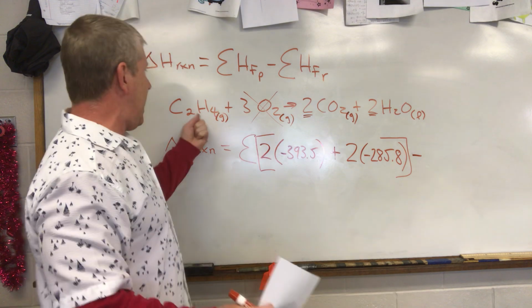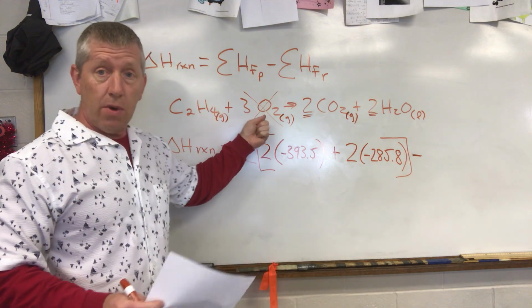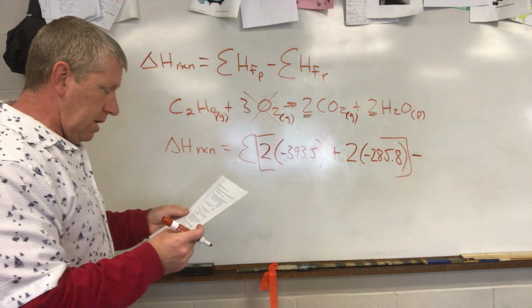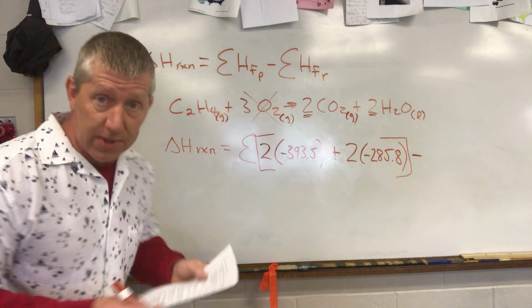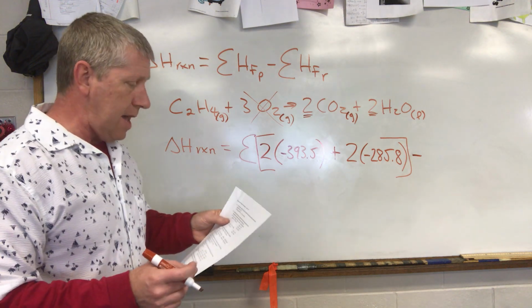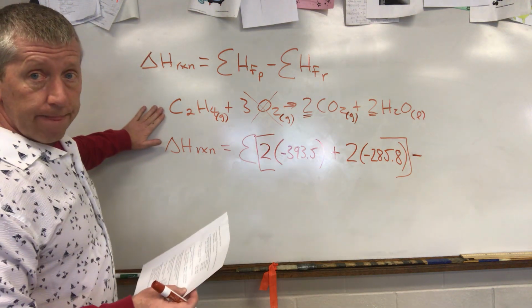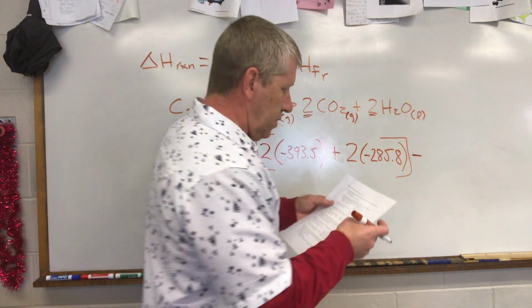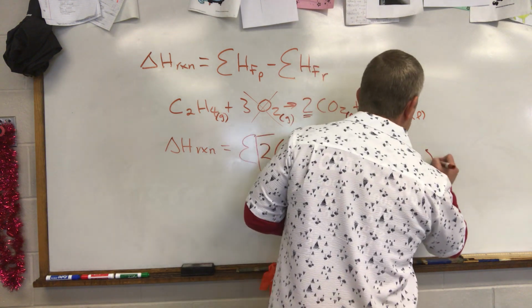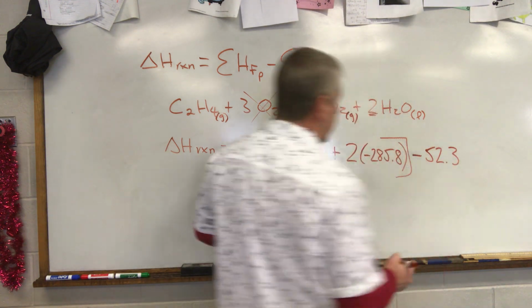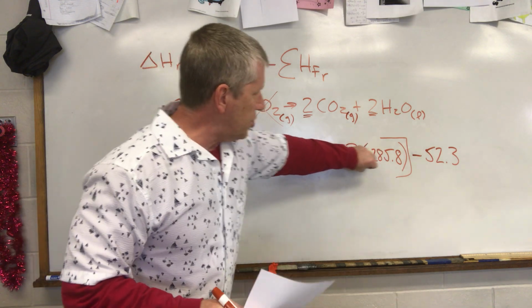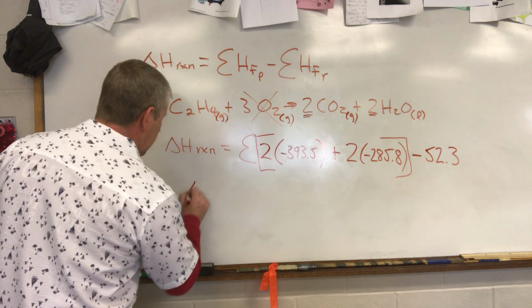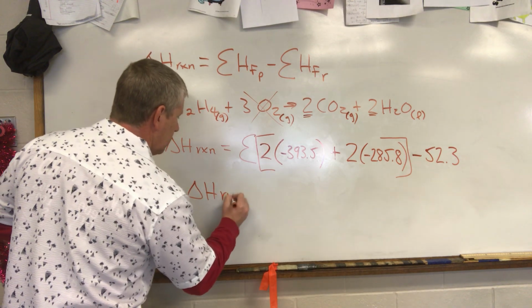In this case, there's only one reactant that has a heat of formation, because for oxygen it's a 0. So I look up my ethene, and that is a positive 52.3. There's only one of them here, so I'm not going to multiply that value by anything. So we do the math here first, get a value, and then subtract 52.3, and that'll give me my delta H of this combustion reaction.